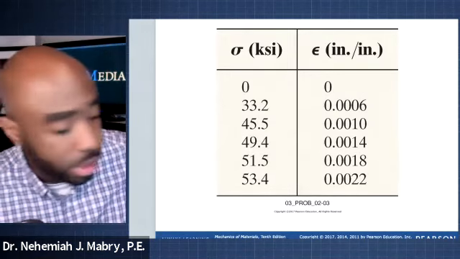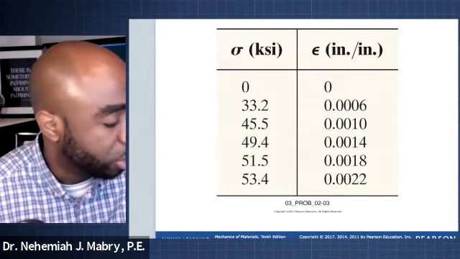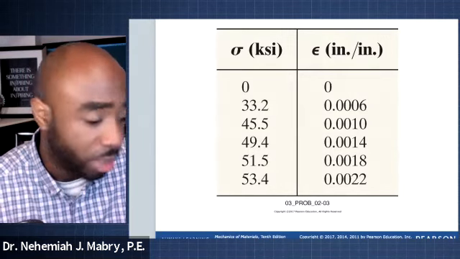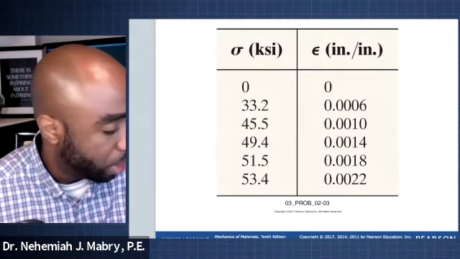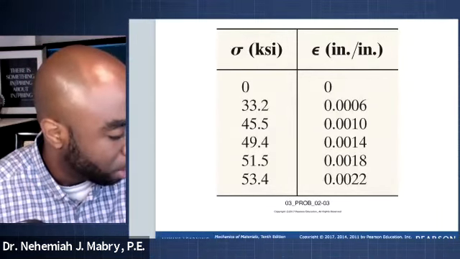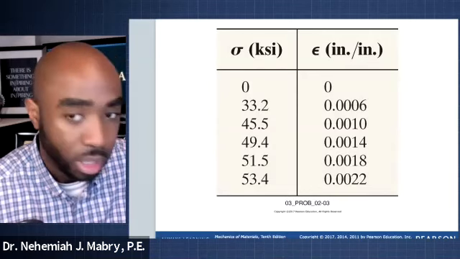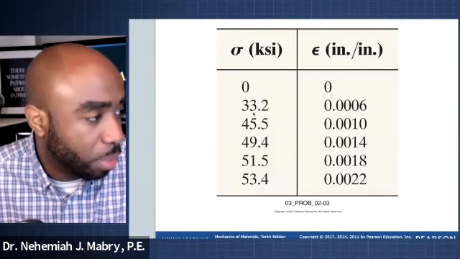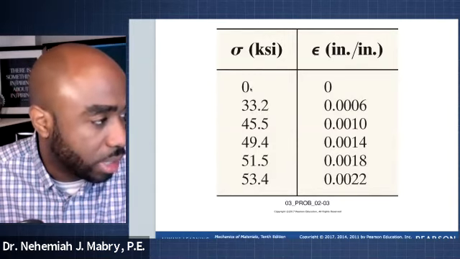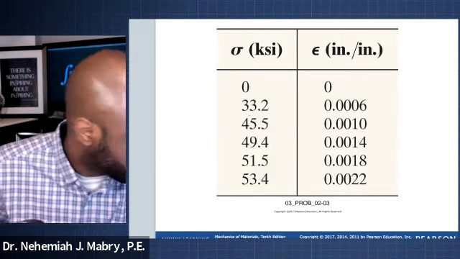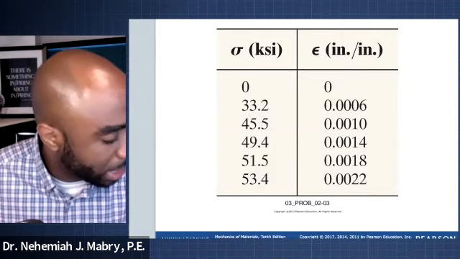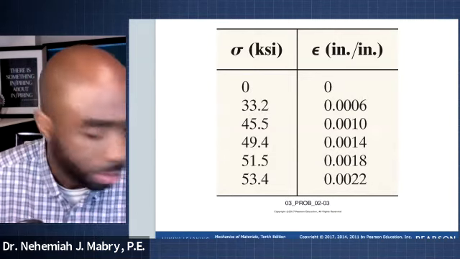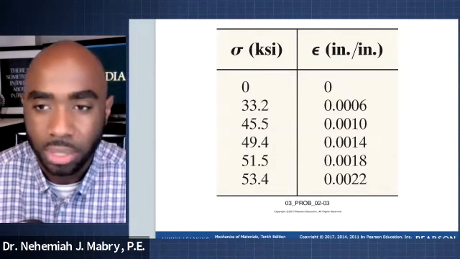And here's what the problem statement says. Data taken from the stress-strain test for a ceramic, that's the material, are given in the table. The curve is linear between the origin and the first point. So the origin is 0, and the first point here will be 33.2. They said it's linear between here and here. Plot the diagram and determine the modulus of elasticity. It also says the modulus of resilience, but we're going to focus primarily on the modulus of elasticity here.